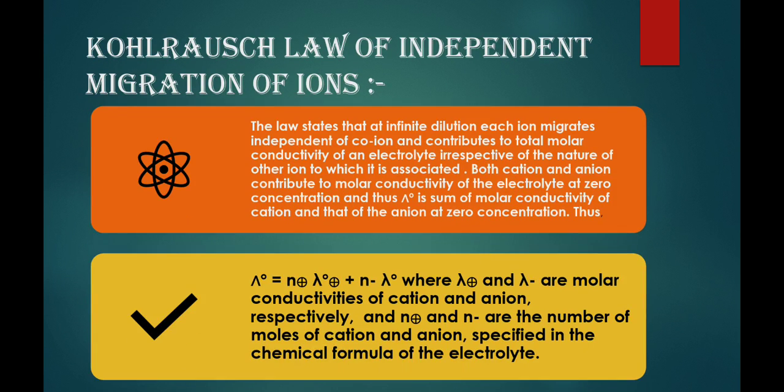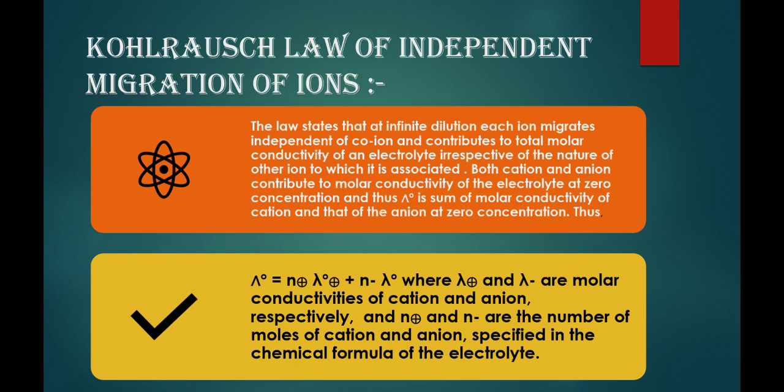See here, Kohlrausch's law of independent migration of ions. This is an important part. Kohlrausch's law of independent migration of ions. See the statement first. The law states that at infinite dilution, each ion migrates independent of co-ions and contributes to the total molar conductivity of an electrolyte, irrespective of the nature of the other ions to which it is associated.